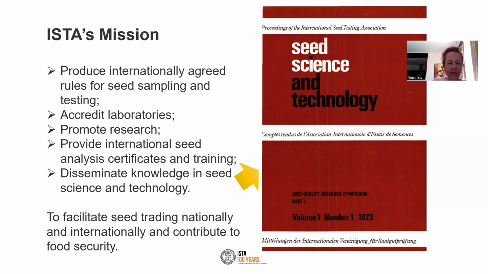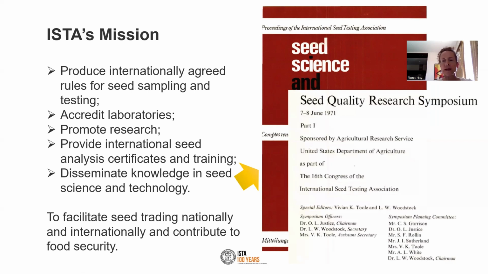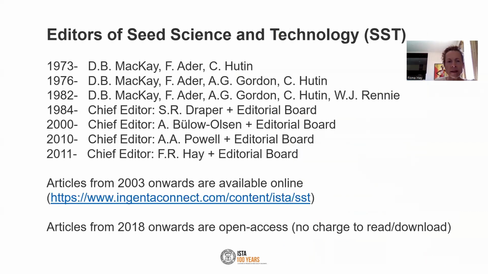If we look inside that first issue, we can see that this issue stemmed out of the Seed Quality Research Symposium in 1971, which was held as part of the 16th Congress of the International Seed Testing Association. There were special editors for this particular issue, Vivian Toole and L. Woodstock, but the journal did also have some editors appointed. So you can see in 1973 that these three people were responsible for editing the journal Seed Science and Technology.